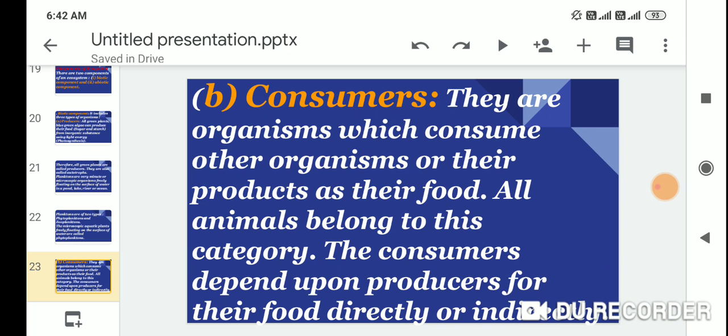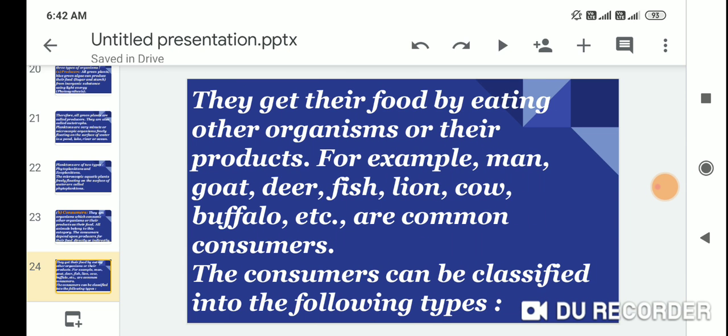And the second one is the consumers. They are the organisms which consume other organisms or their product as their food. All animals belonging to this category depend upon the producer for their food, directly or indirectly. They get their food by eating other organisms or their product. For example, man, goat, deer, fish, lion, cow, buffalo, etc. are common consumers.